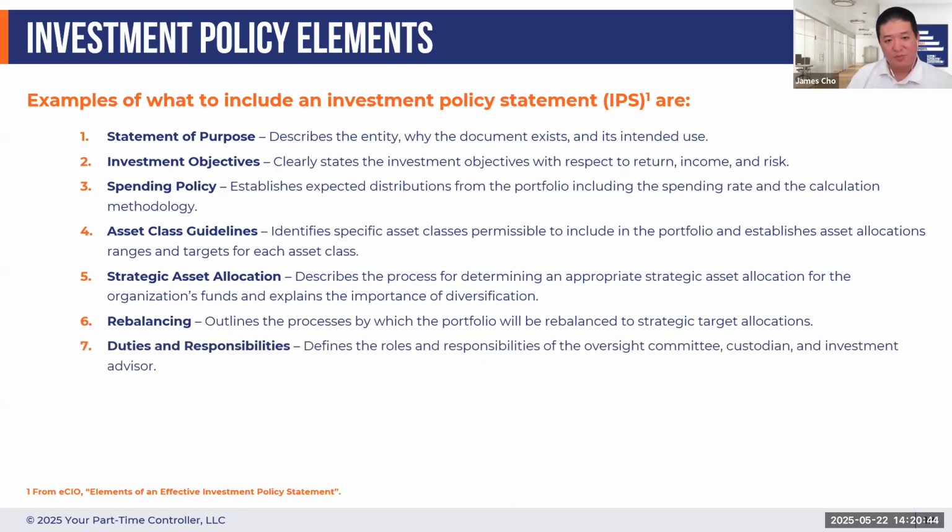Number 7 is duties and responsibilities. This is a big part of the investment policy statement. Any reader, any newcomer to your organization, whether they're part of your staff, your accounting staff, executive director, or anyone on your board or part of your investment committee, you want to assign everyone their roles, make it clear when deliverables are due, what they have to do on a quarterly basis, on an annual basis.